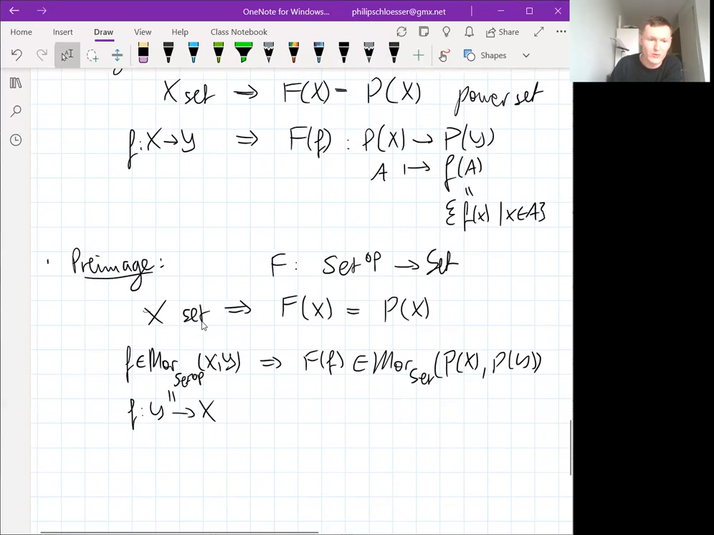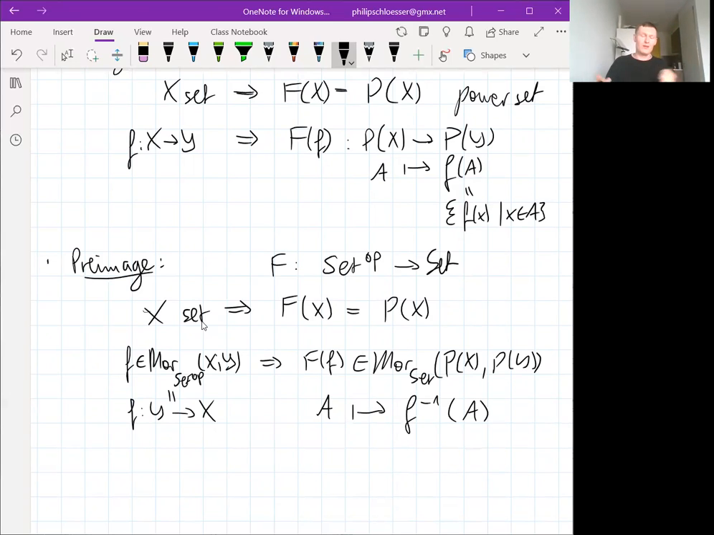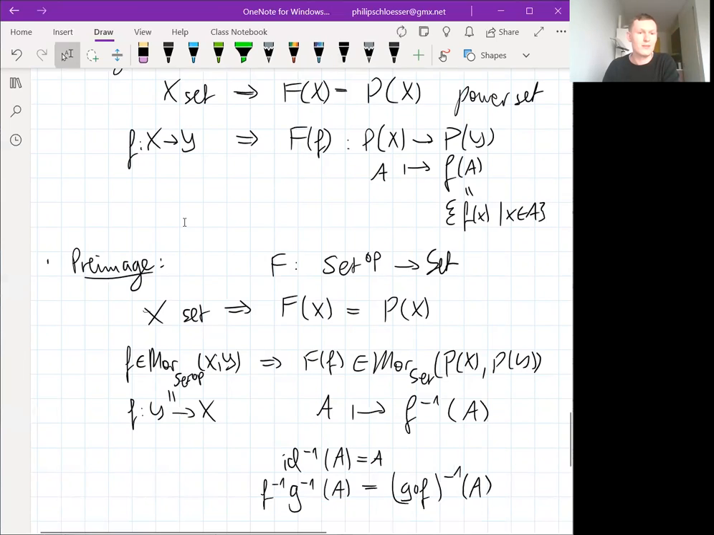meaning that we sort of want to reverse the direction. We have a map from Y to X, but we want to map subsets of X to subsets of Y. What do we do? We map A to the pre-image of A. And again, the fact that it's a functor: the pre-image under the identity of A is just A. And if we have f inverse of g inverse of A, that is the same as (g after f) pre-image A, something like that.